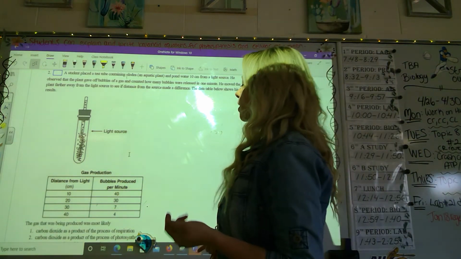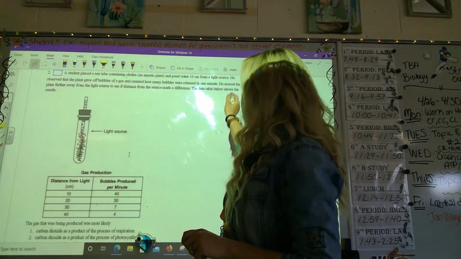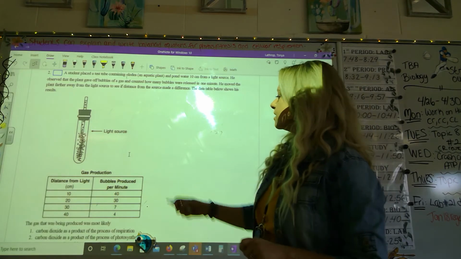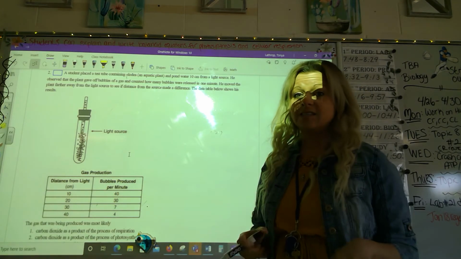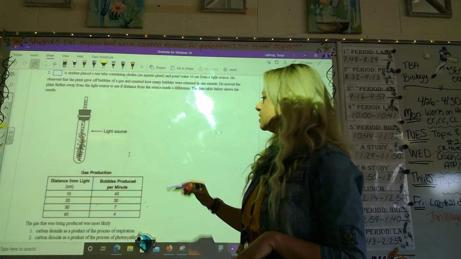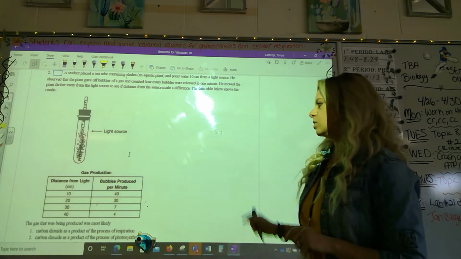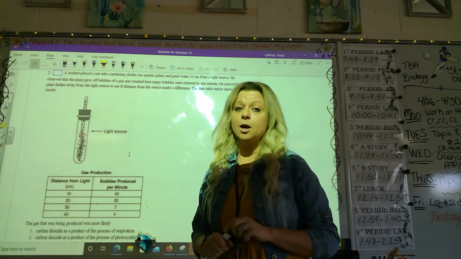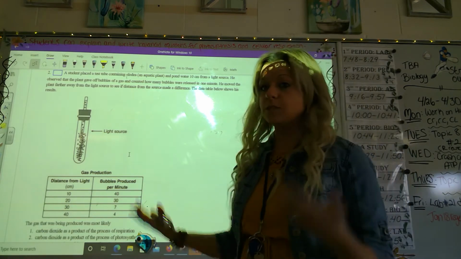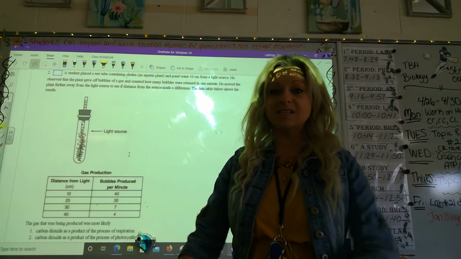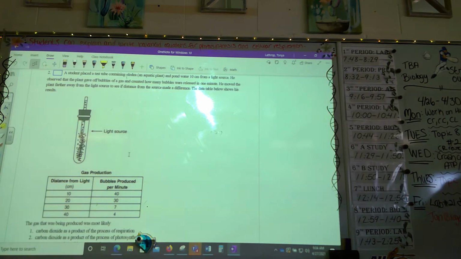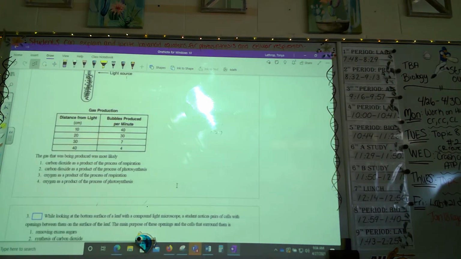But Elodea is an aquatic plant, and they're saying that they placed it in light, and then they calculated, using the data table, the number of bubbles produced per minute. Sounds like a super boring job. You sit there and count how many bubbles, in multiple trials. And as you can see, the further away it was from the light, the fewer bubbles it produced. So then they're asking you, what is the gas produced? Well, obviously, photosynthesis makes oxygen, and it does it during, you guessed it, photosynthesis, so my answer would be number 4.